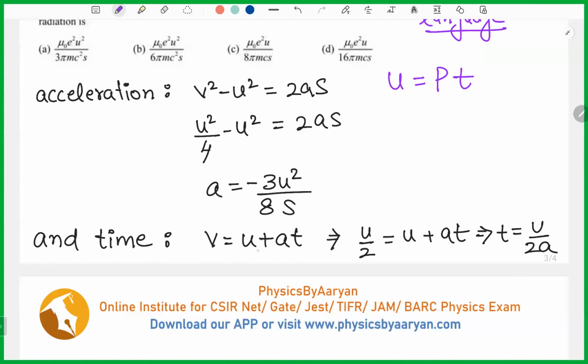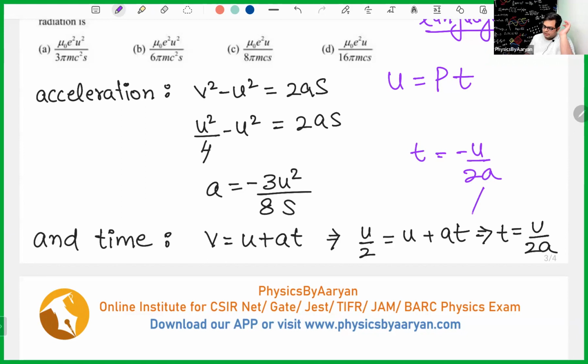Magnitude wise, this is the time, right? The negative will cancel out. Because in this case, you are right, by the way, the time actually comes out to be minus u by 2a. But acceleration is also negative, so when I put the value of acceleration, this negative will get cancelled out. What I told is it's deceleration, so we take a as minus a. I can take it as negative.